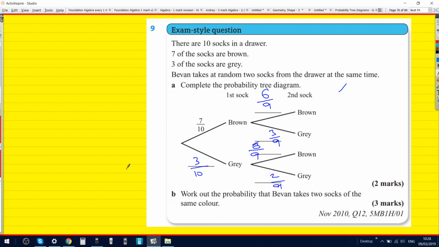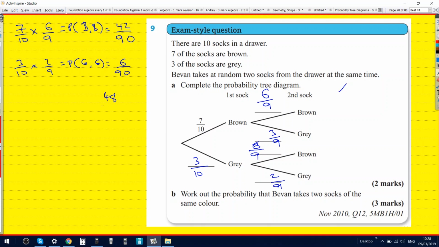So do you have to do 7 over 10 times 6 over 9, and I'll give you 42 over 90. And then you do 3/10 times 2/9, which is 6 over 90. And then do you add the two probabilities together, so giving you 48 over 90? Yeah. Well done. Any questions there? No. So 90. Okay, got it.